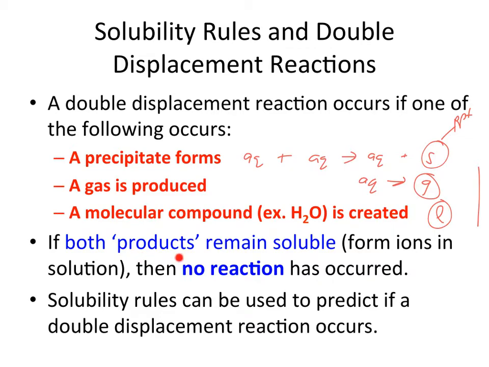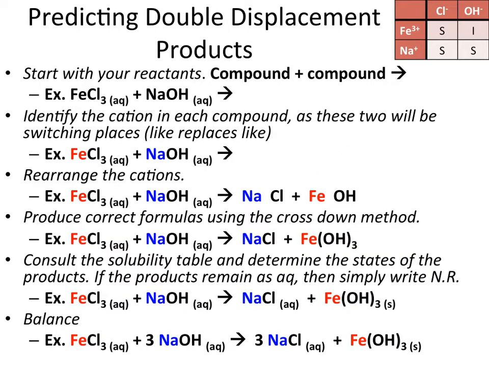If there is no change in the state from the left side to the right side, the reactant to the product side, no reaction will occur. So if they remain aqueous, there's no reaction. And again, we look to our solubility rules to figure these things out. So here's a step-by-step as to how we can figure out what the products of a double displacement reaction would be. Now remember that in a double displacement we have two compounds reacting. In a single displacement we have an element plus a compound.